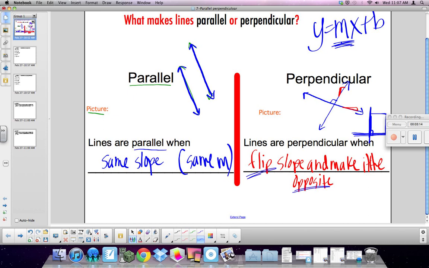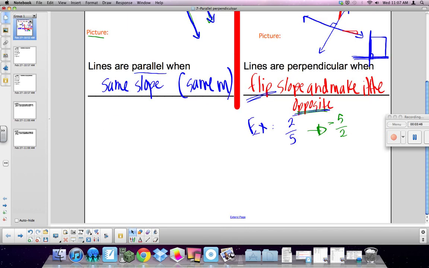So here's an example. If my slope was 2/5, I would flip it, and it would become 5/2. So by flipping, you're switching the numbers around. And become the opposite. Opposite means it becomes negative. So if 2/5 is positive, we flip it, and we make it opposite. 5/2, negative. Let's look at just a couple more examples.